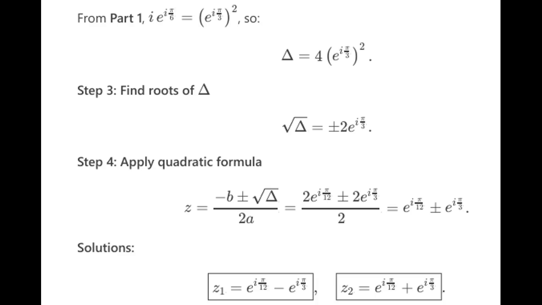Step 4, apply the quadratic formula. The solutions are z equals (minus b plus or minus square root of delta) over 2a. Here, minus b equals 2 times e to the i pi over 12. So, z equals (2 times e to the i pi over 12 plus or minus 2 times e to the i pi over 3) over 2. Divide through by 2. z equals e to the i pi over 12 plus or minus e to the i pi over 3. Therefore, the solutions are z equals e to the i pi over 12 minus e to the i pi over 3, and z equals e to the i pi over 12 plus e to the i pi over 3.